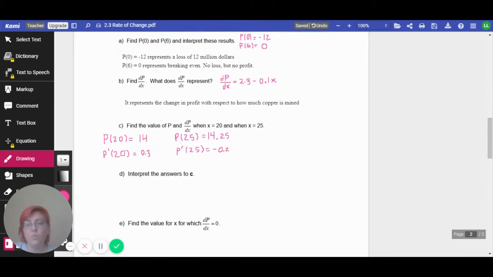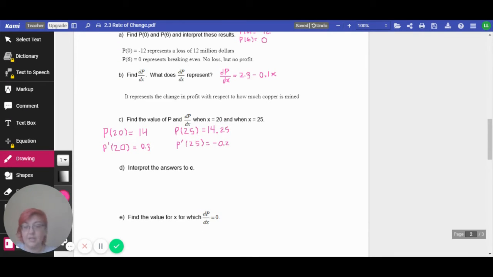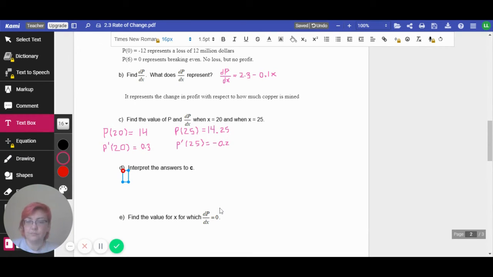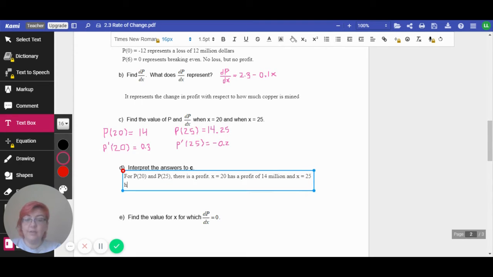Okay, so what does that mean? What is the interpretation that we can give here? Well, for P of 20 and P of 25, there is a profit, right? X equals 20 has a profit of 14 million, and X equals 25 has a profit of 14.25 million. But what does the rest of it mean?